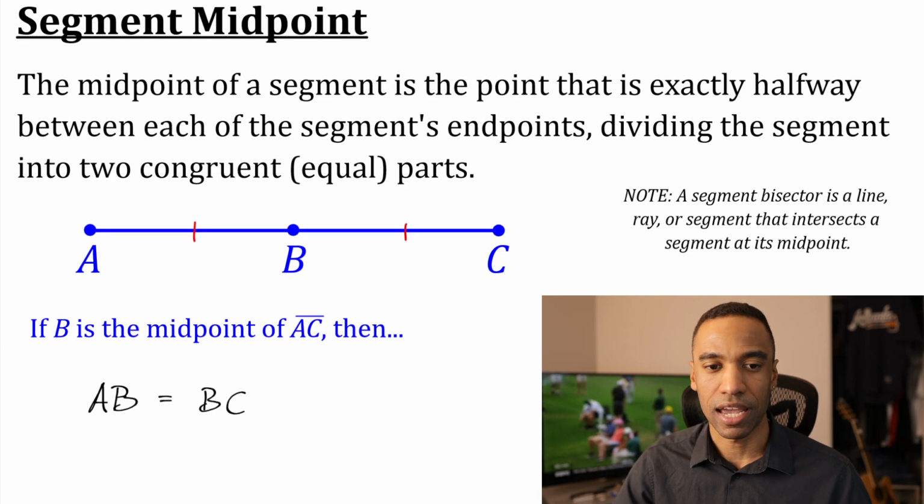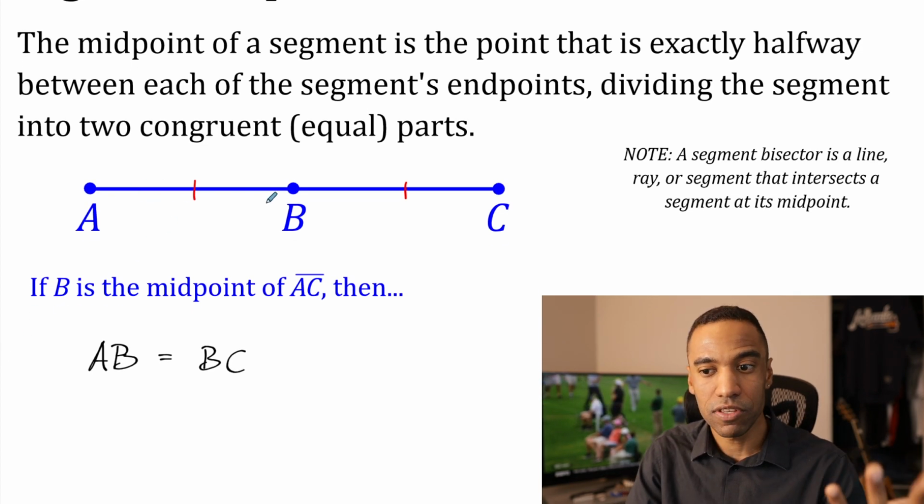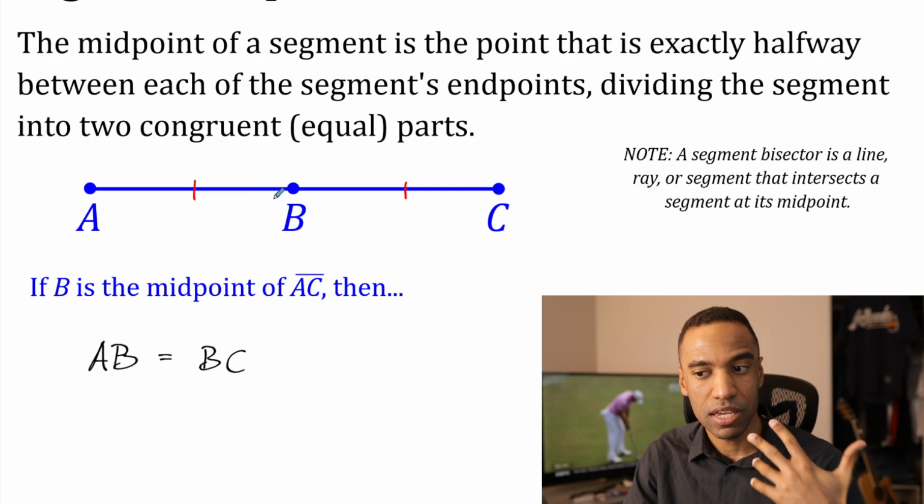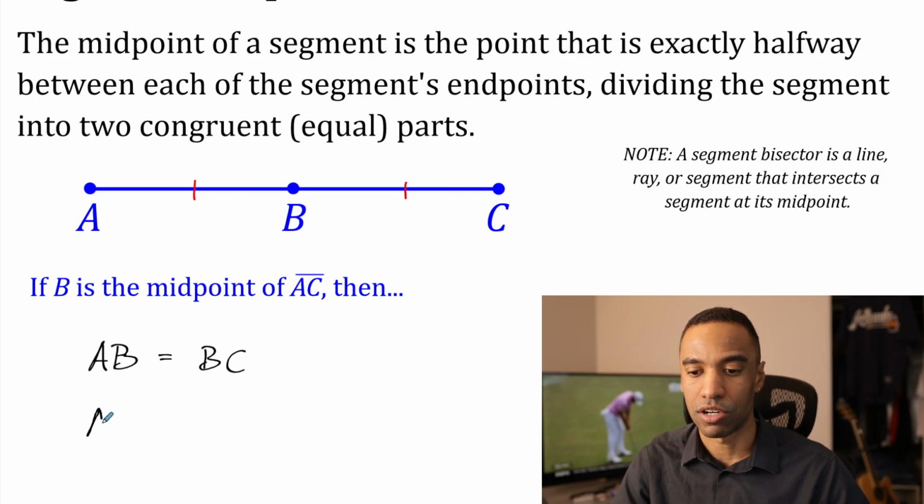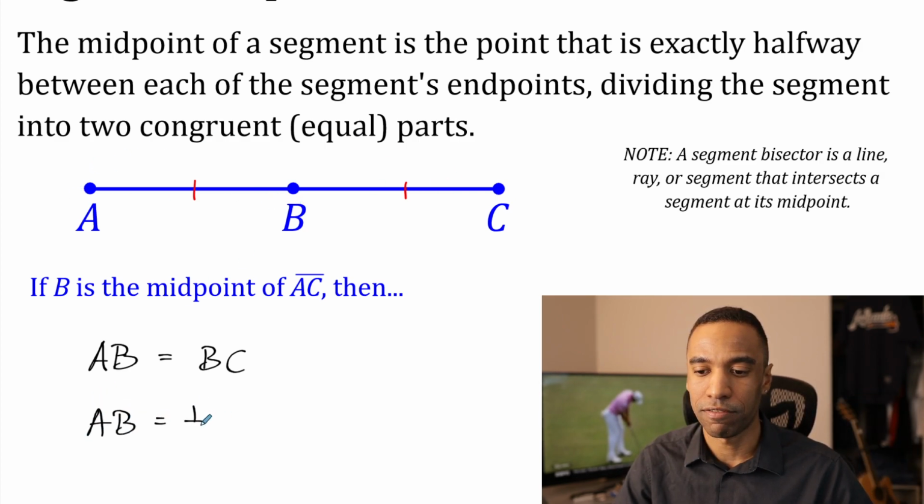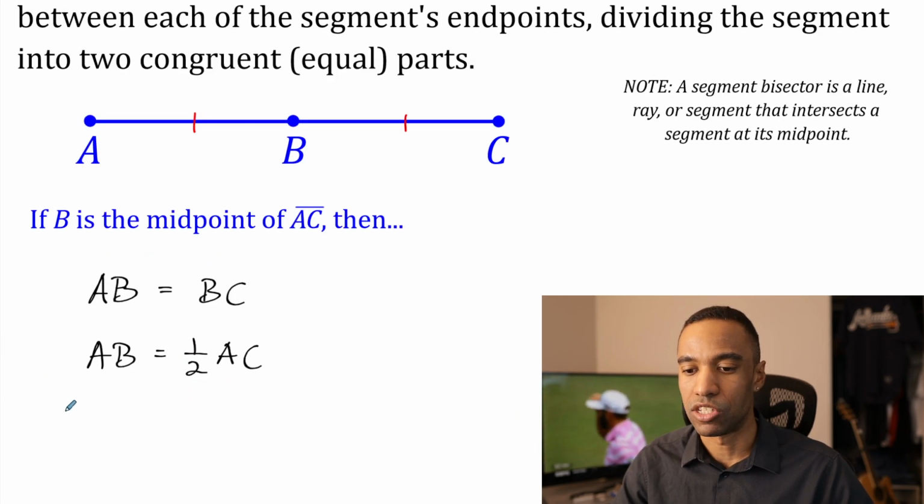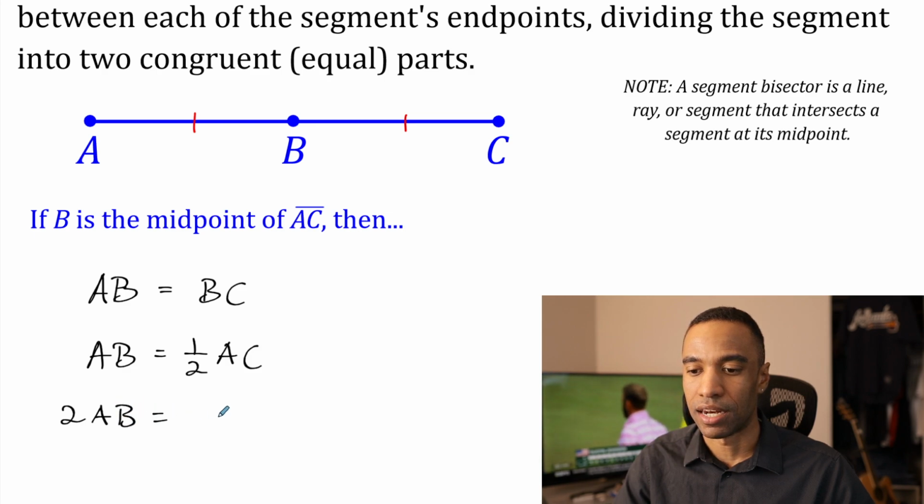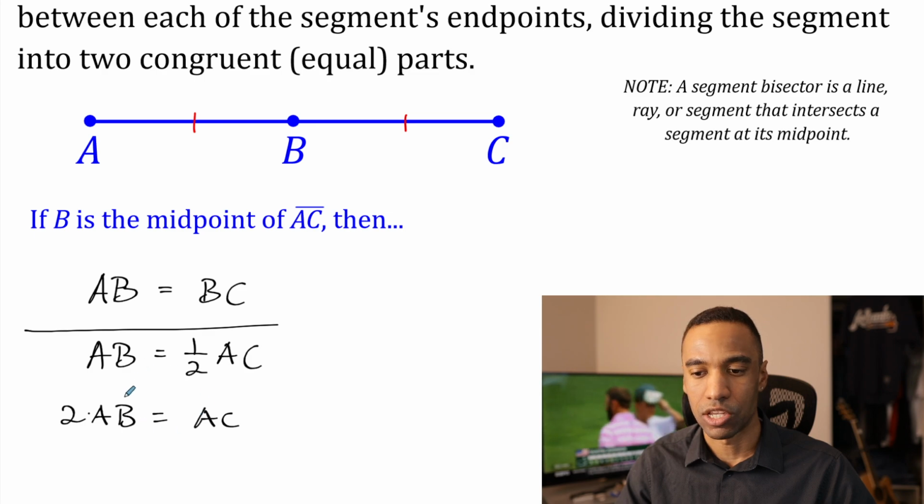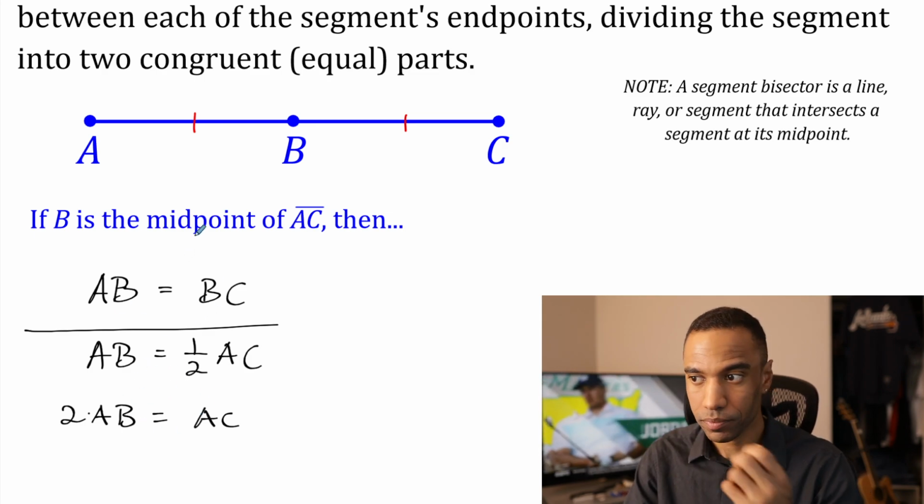And one other thing that I can pinpoint into this is if it's exactly half, AB is half of this entire length here. So if AB is half of the length of all of AC, and so is BC, by the way, that also means that I could double AB and get that to equal AC. So you might see me use that concept there as well, depending on the problem.